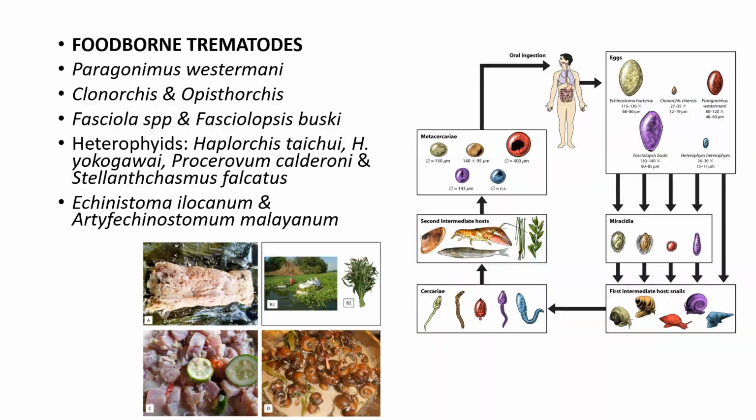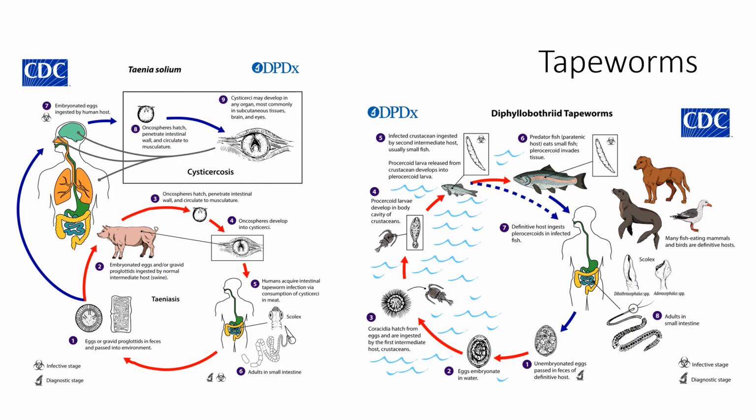Aside from trematodes, you also have your tapeworms. Of course, Taeniasis or cysticercosis is a very important foodborne parasite, and one of the important facets of meat inspection is to detect cysts caused by Taenia solium, or cysticercosis. Then aside from that, you also have Diphyllobothrium latum. So do review the life cycle of this.